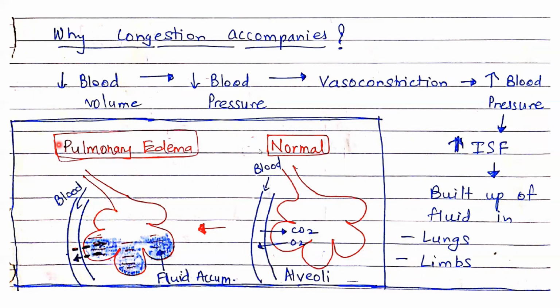So what happens now? This is your alveoli. In a normal condition, this is your pulmonary capillary and this is your alveolar membrane. This is your respiratory membrane, wherein carbon dioxide and oxygen transfer occurs. Now this is normal. What happens when there is congestion? See, there is fluid filled in your alveoli. Because of this fluid, of course, there will be hindrance in the carbon dioxide and oxygen transfer, and that is how it will affect. So that is pulmonary edema. This is the concept of pulmonary edema.